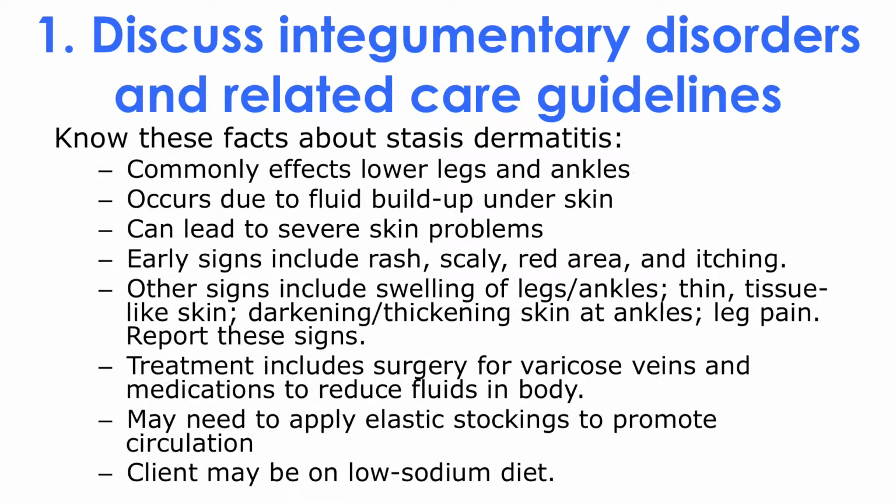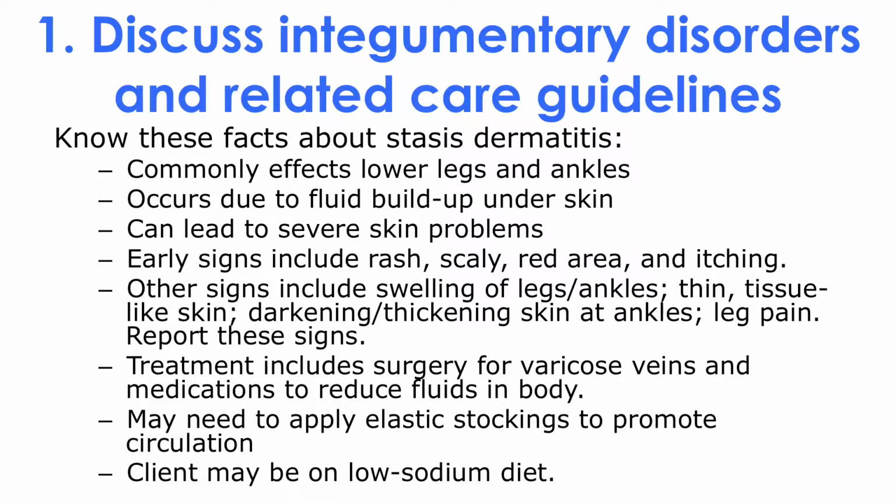So the next disorder of the integumentary system would be dermatitis. Okay, so what does dermatitis mean? Anything that you hear with itis at the end of a word means inflammation. So it's an inflammation of the derma, or the skin. It commonly affects the lower legs and the ankles. It occurs due to fluid buildup under the skin. Normally it happens if somebody has poor circulation. So this is what we call edema. There's that swelling in the lower extremities because you have difficulty with your circulation.